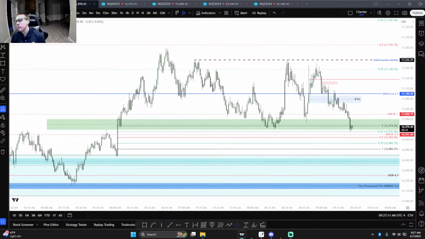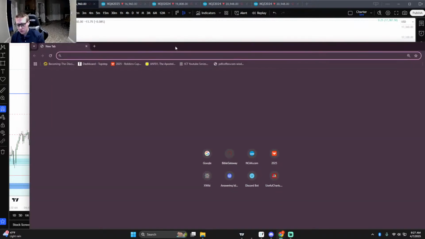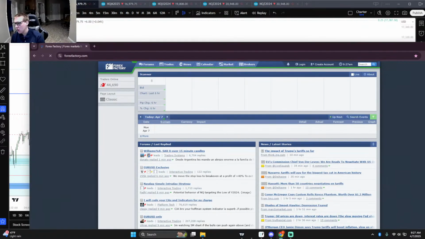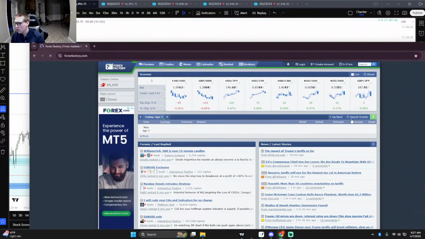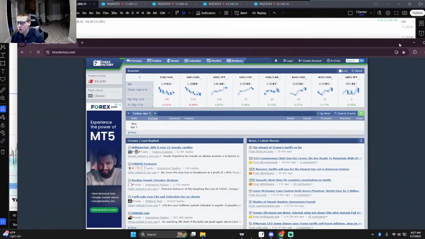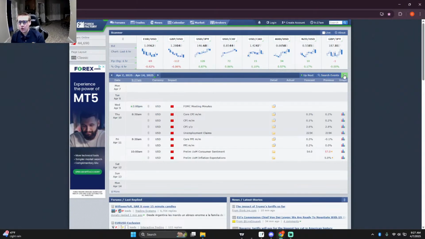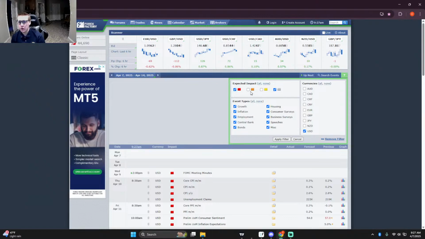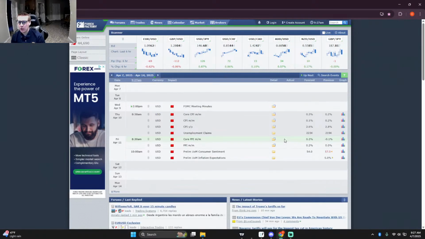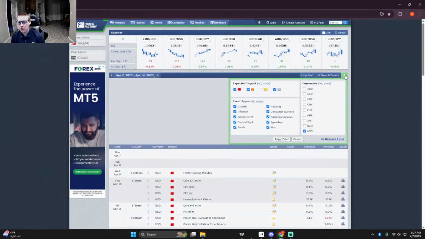Around 3 minutes till market open. No news today. I want to see if there's any orange folder. It's probably not going to do anything. Really, no orange folder news at all this week. Yellow folder.